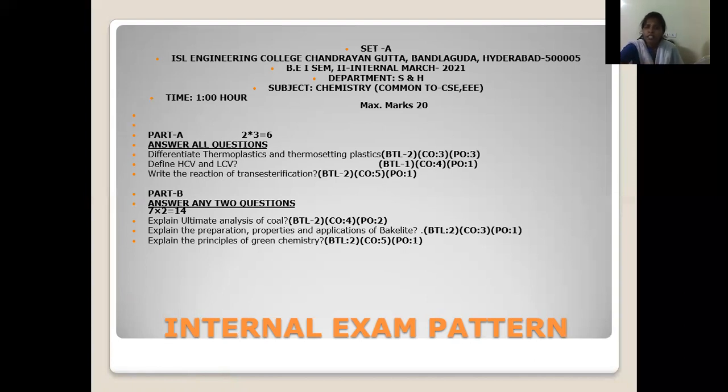There are 2 parts, that is part A and part B. In part A you will have only short answer questions, and in part B only long answer questions. In part A, you will have 3 short answer questions, each carrying 2 marks, so 3 twos are 6. And you will have 3 long answer questions, each carrying 7 marks, but you are going to attempt only 2. There is a choice in part B. So 2 sevens are 14, 14 plus 6, 20 marks.